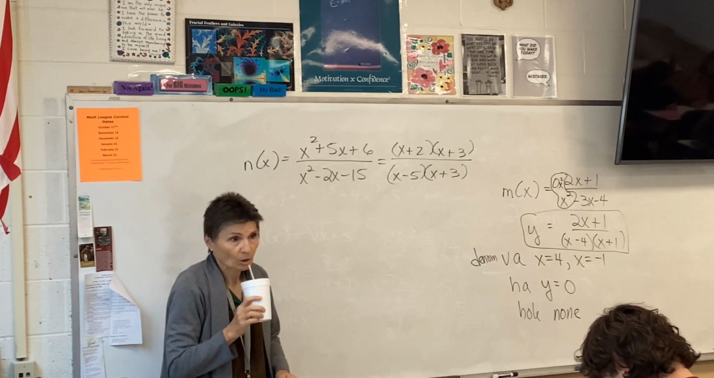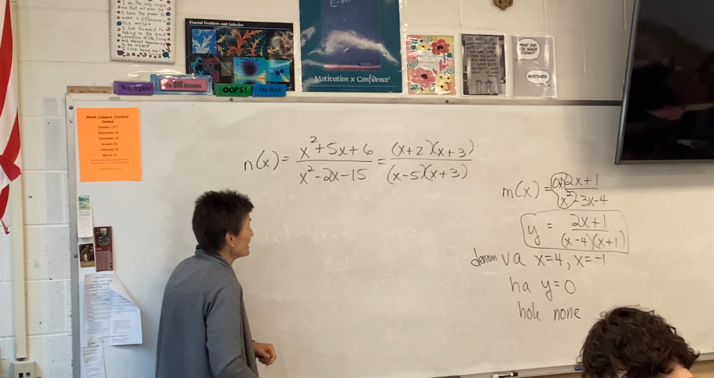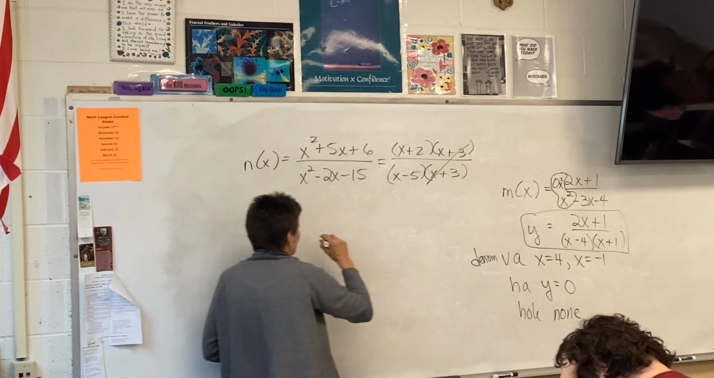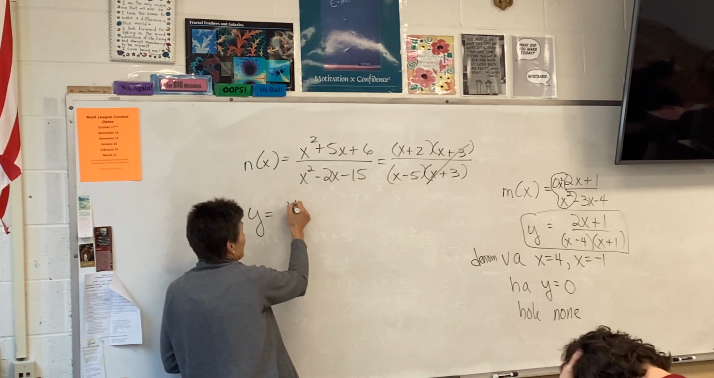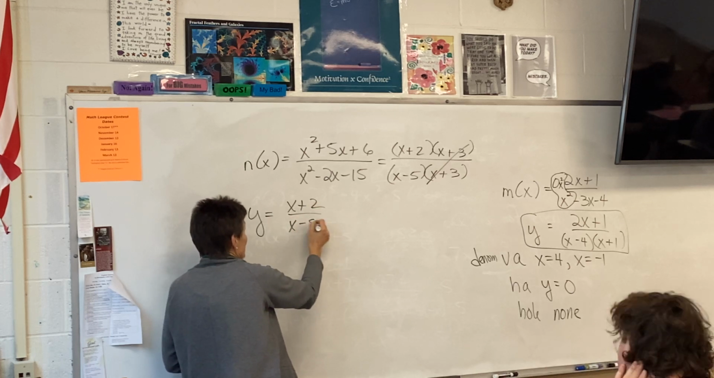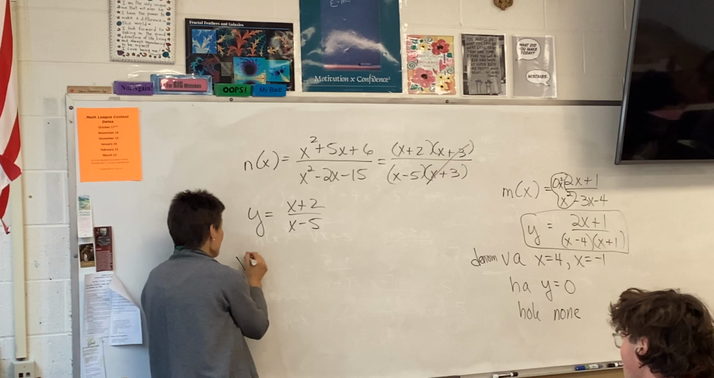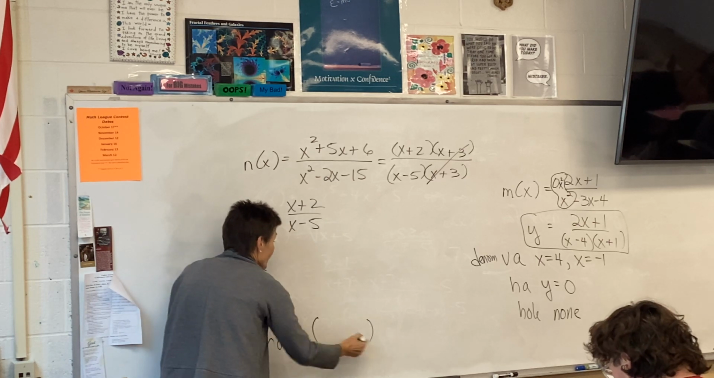They cancel out. Does everybody notice? We can cancel. So the equation that I'm going to graph is actually y equals x plus 2 over x minus 5. But because I cancel, this one will have a hole.